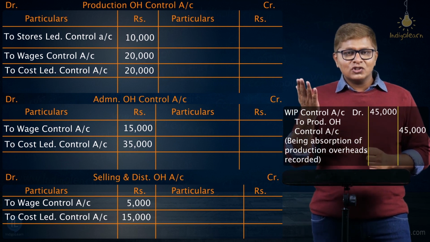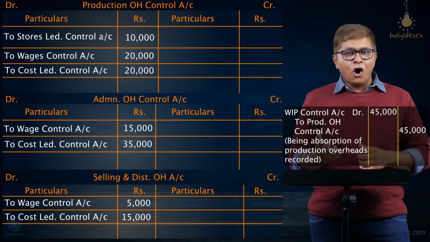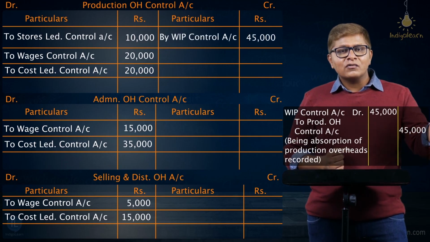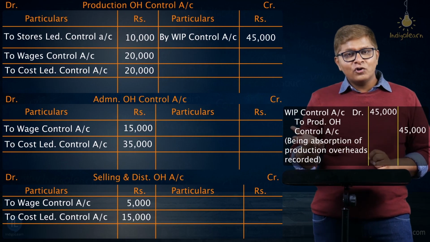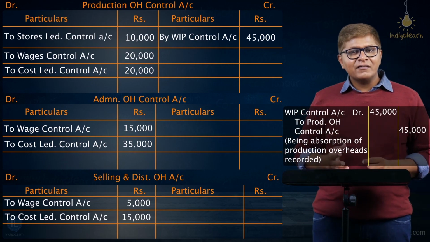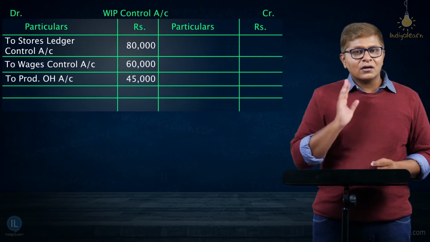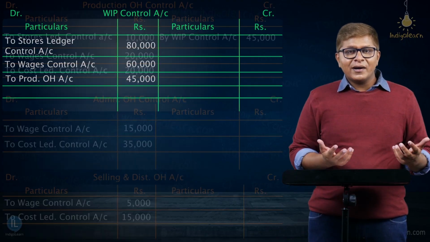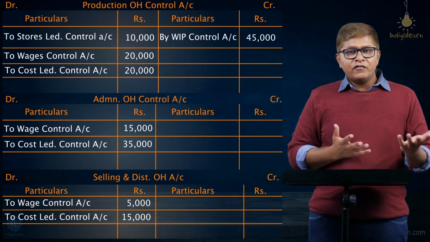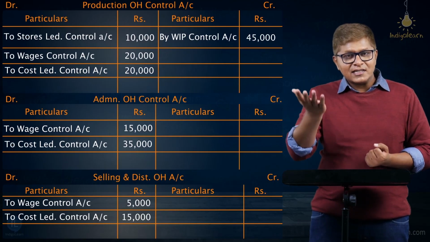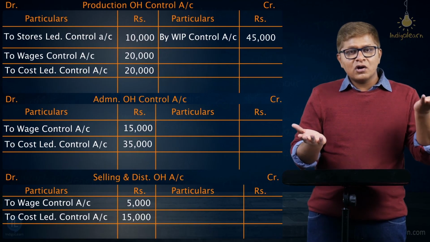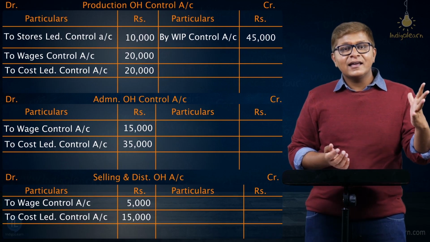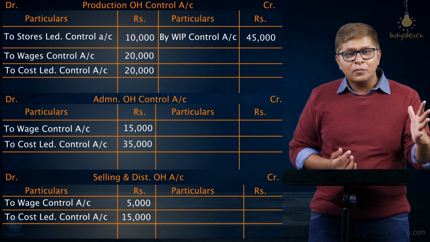In the production overhead control account, on the credit side, we will say by WIP control account 45,000, and in the WIP control account, on the debit side, we will have to production overhead control account rupees 45,000. Alright, I am quickly going back to the production overhead control account. Now if we try to balance this account, on the debit side we have 50,000, but we have absorbed only 45,000 out of the total expenditure. Balance 5,000, they are saying it is unabsorbed.